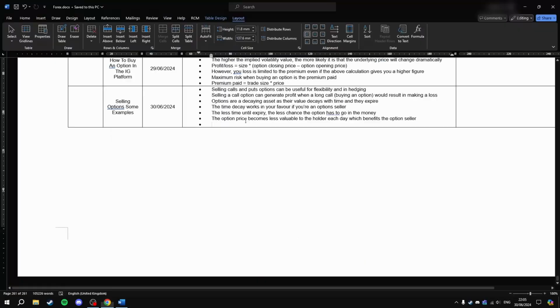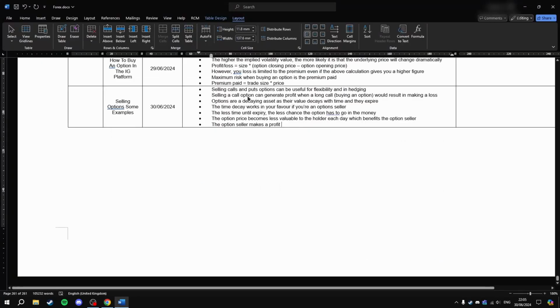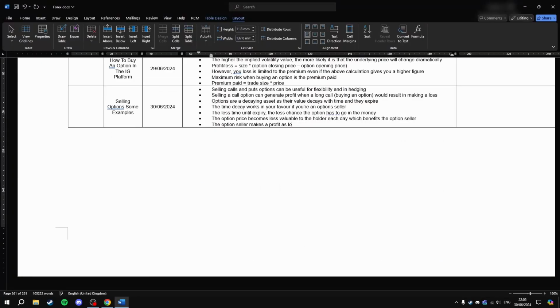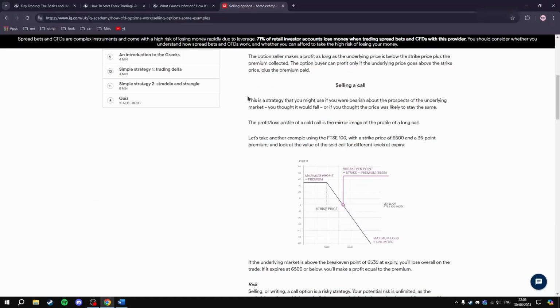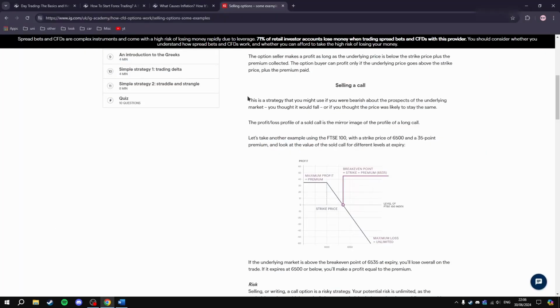The option seller makes a profit as long as the underlying price is below the strike price plus the premium. The option buyer can profit only if the underlying price goes above the strike price plus the premium paid.